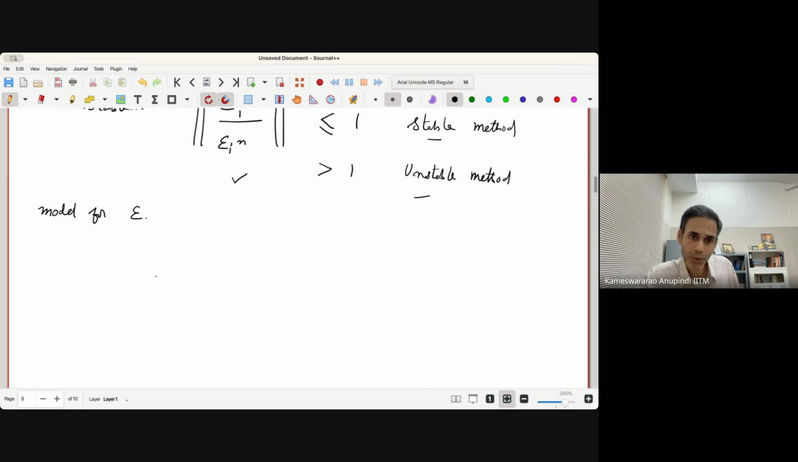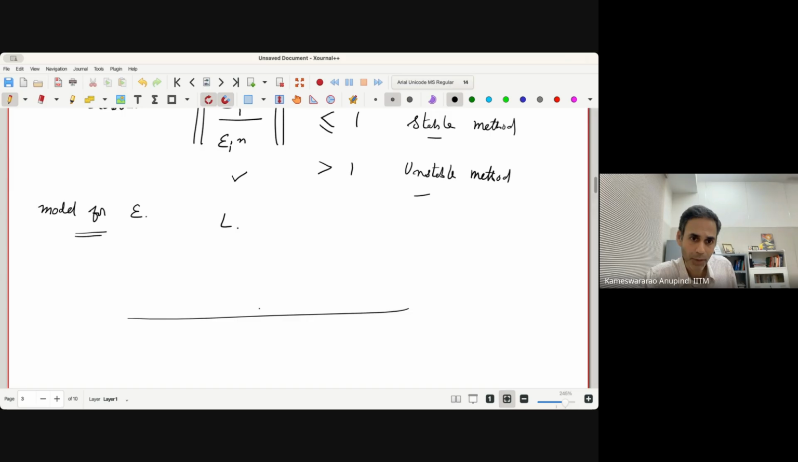Now, if we look at round-off error in a computer, say we are solving for a domain of length L. If I plot how the round-off error looks, let us say this is the x direction, going from minus L by 2 to plus L by 2, and on the y-axis I plot the round-off error. Then the round-off error will look something like this.